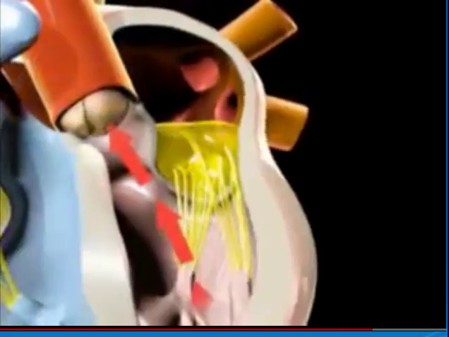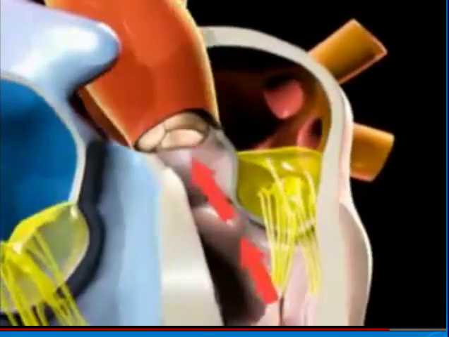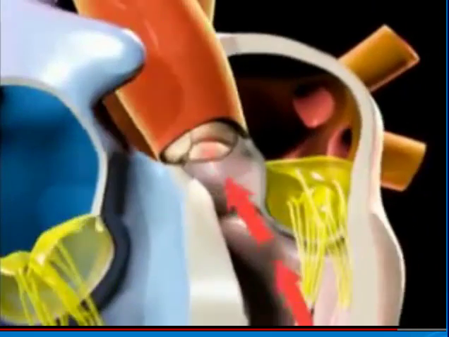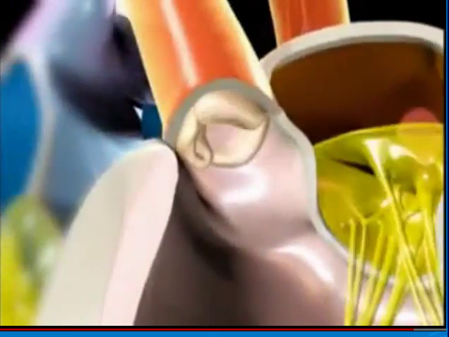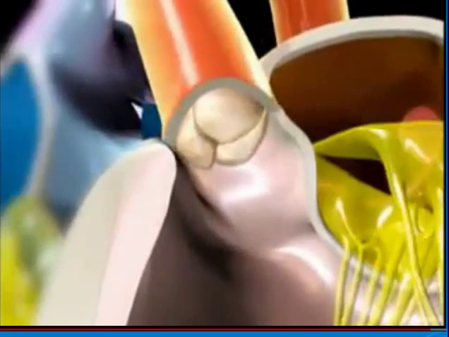The aortic valve opens and blood is forced into the aorta, which distributes it to the rest of the body apart from the lungs. As the contraction comes to an end and pressure in the aorta falls, the aortic valve snaps shut to prevent backflow into the left ventricle.